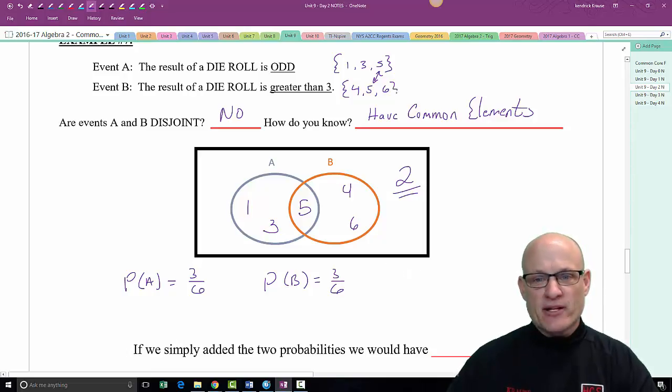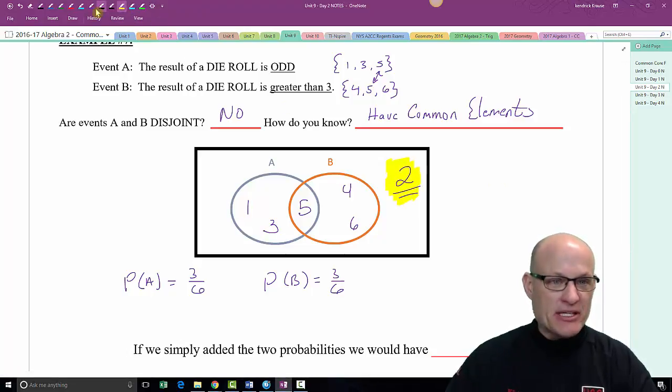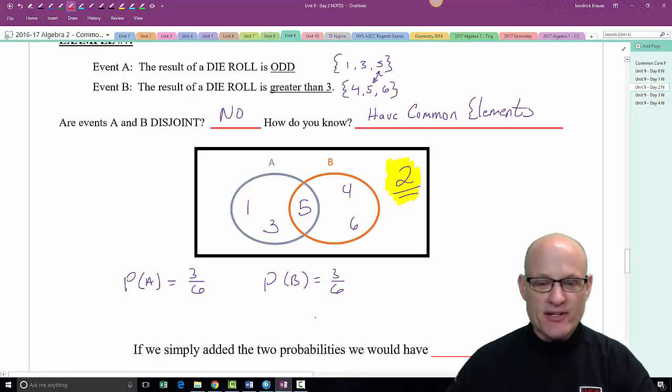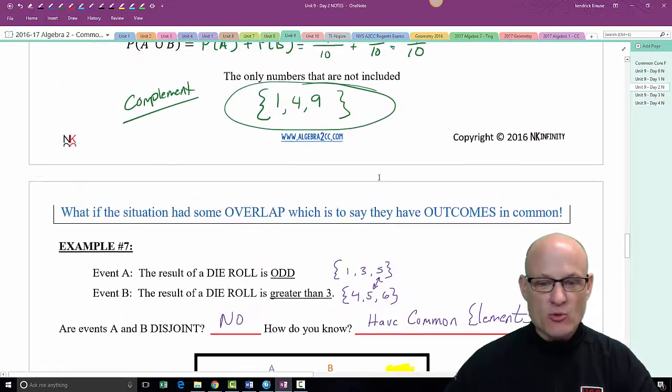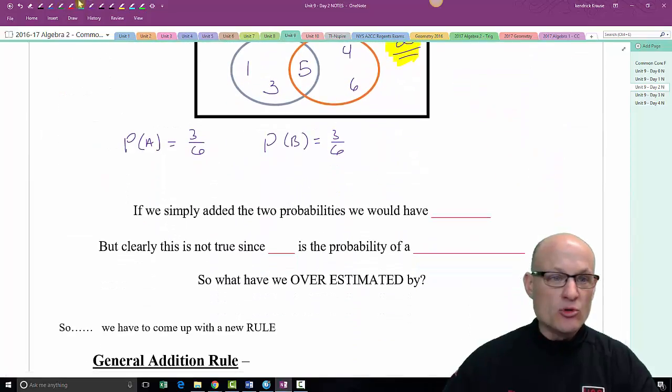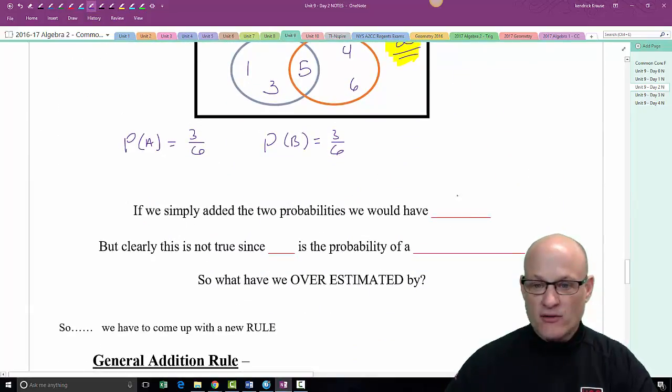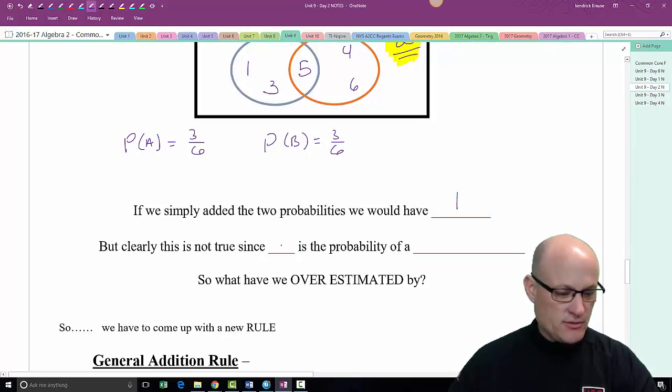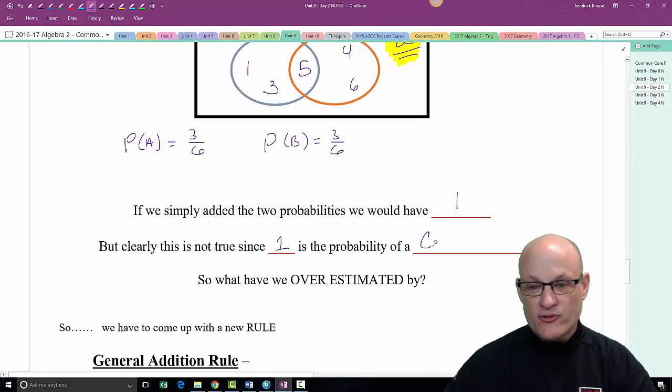So is the probability that I get an odd number or a number greater than 3 equal to 1? Well, clearly not. And the reason it's clearly not is because I have this 2 out here. So it can't be equal to 1. So I can't just simply add these up. If I were to simply add these up, I would have a probability of 1, but that's not the case. And let's just remind ourselves, 1 is the probability of a certain event.